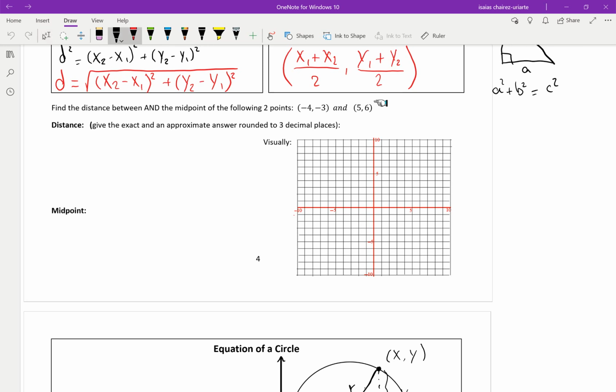Let me first get into the distance. Actually, what I'm going to do is just plot the points first of all. So -4, -3. This point right here is in the third quadrant. It's right there. That's my point, -4, -3. I've just plotted it. I went to the left 4, down 3. I'm going to plot the point 5, 6. So 5, 6 is just right there. So those are my 2 points.